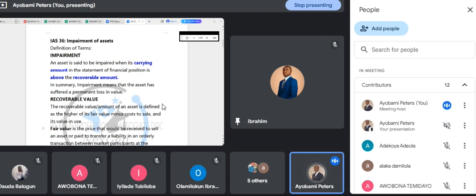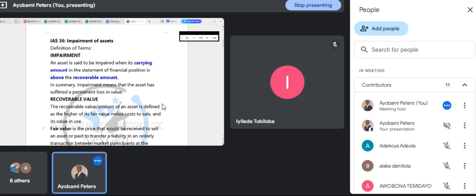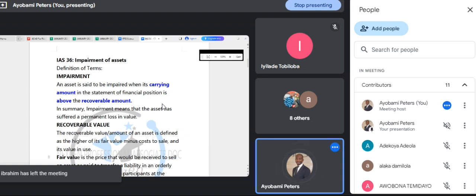So when the carrying amount of an asset is higher, it simply means that there is a loss in value of that asset. That is the simple meaning of impairment. Therefore, what you are considering are just two major things: the carrying amount of an asset, and the recoverable amount of that asset. So what is the meaning of recoverable amount? The recoverable amount of an asset is the higher of the fair value less cost to sell and the value in use for an asset. It's as simple as that. Recoverable value is the higher of either the fair value or the value in use of an asset. That is how simple it is.